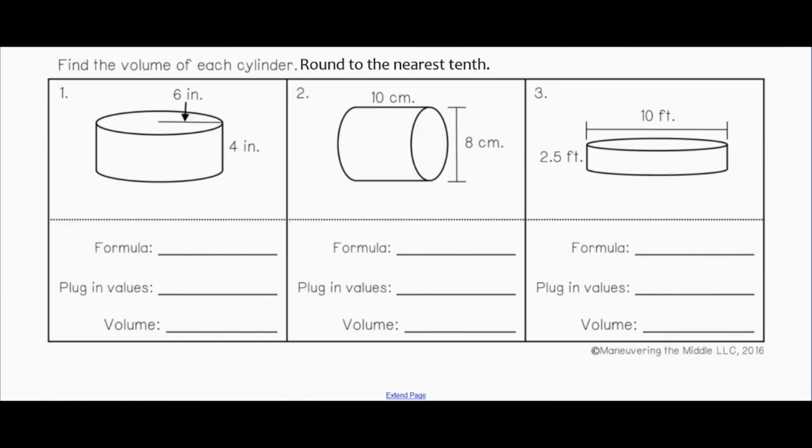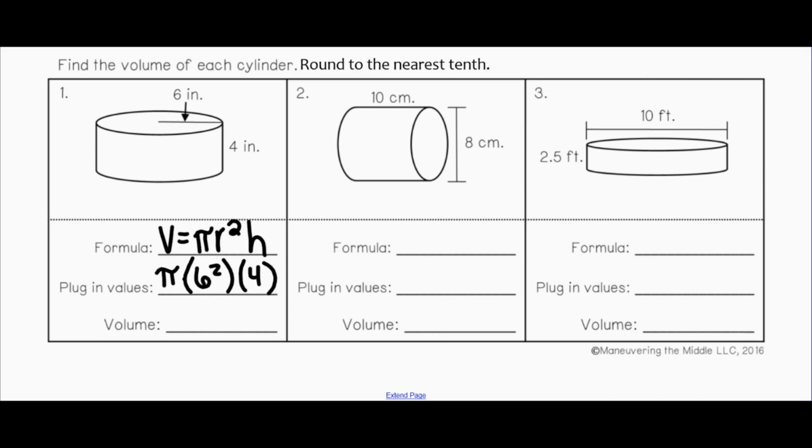Let's do some example problems. Find the volume of each cylinder. Round to the nearest tenth. Our formula for a cylinder is V = pi times r squared times height. It's pi r squared instead of the letter B because our base is a circle. Plug in our values. We're going to keep the pi symbol and multiply it by r squared. Our radius is 6, so 6 squared, and our height from top to bottom is 4.